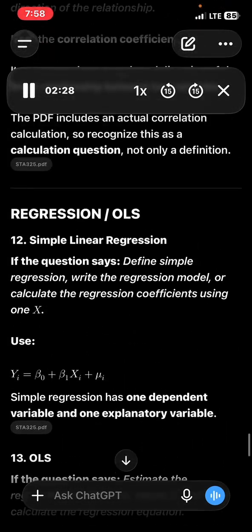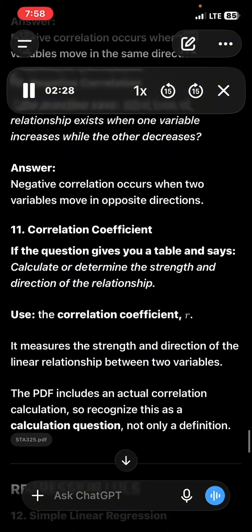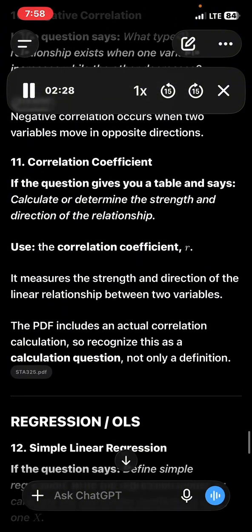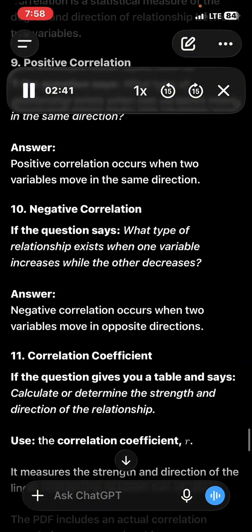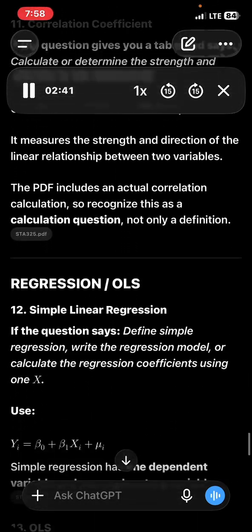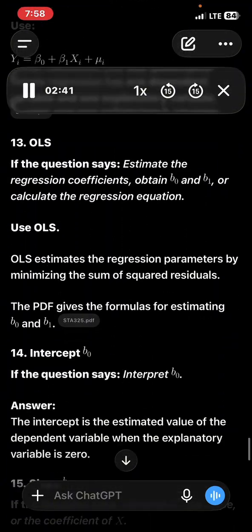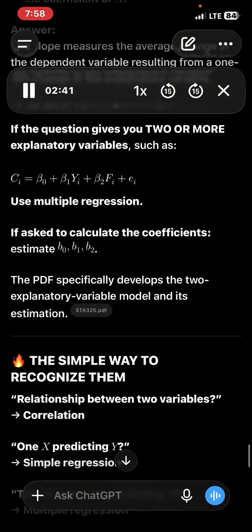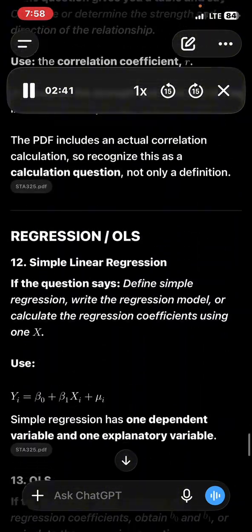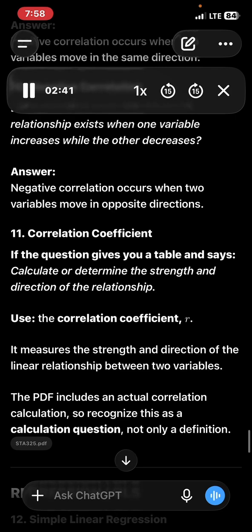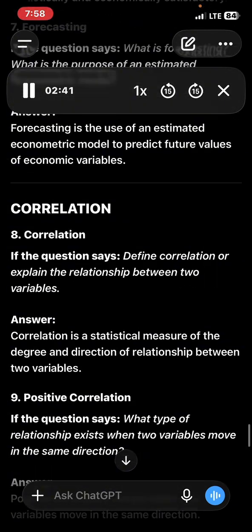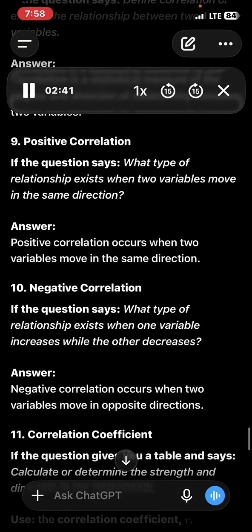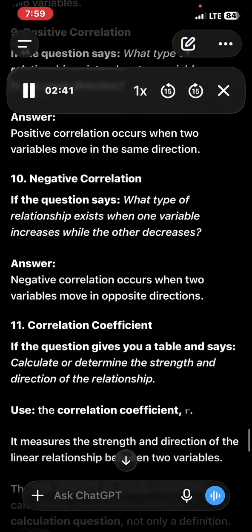9. Positive correlation. If the question says, what type of relationship exists when two variables move in the same direction? Answer. Positive correlation occurs when two variables move in the same direction. 10. Negative correlation. If the question says, what type of relationship exists when one variable increases while the other decreases? Answer. Negative correlation occurs when two variables move in opposite directions.